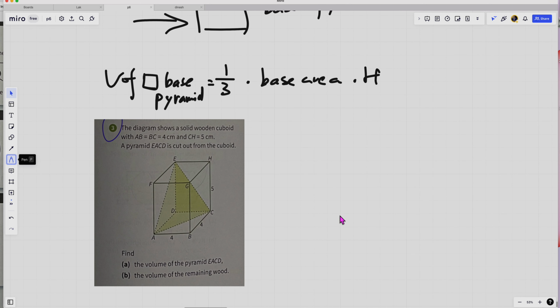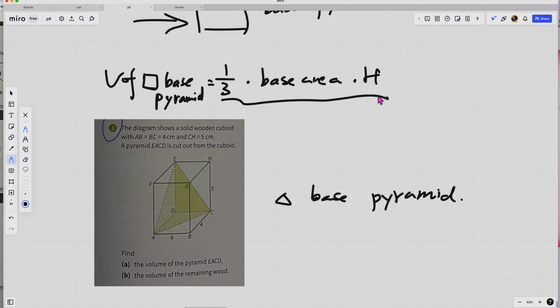Can you see this pyramid EACD, which is a triangle base pyramid? Because I don't want to use a new approach. I want to use this basic approach. How is this triangle base pyramid different from a square base pyramid?